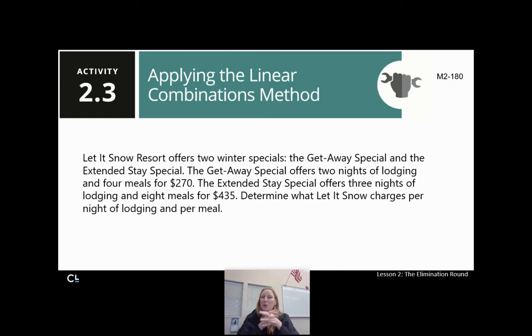So we have a whole new situation here. The Let It Snow Resort offers two winter specials, the Getaway Special and the Extended Stay Special. The Getaway Special offers 2 nights of lodging and 4 meals for $270. The Extended Stay Special offers 3 nights of lodging and 8 meals for $435. So we're going to determine what Let It Snow charges per night of lodging and per meal. We're going to work through this step by step.